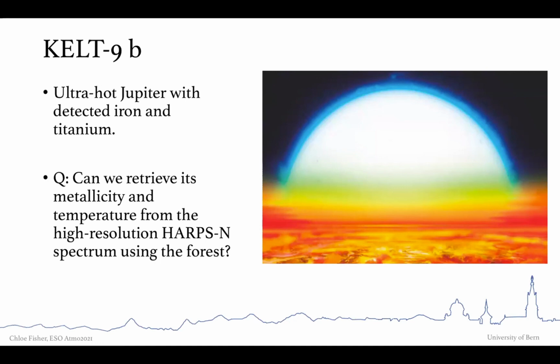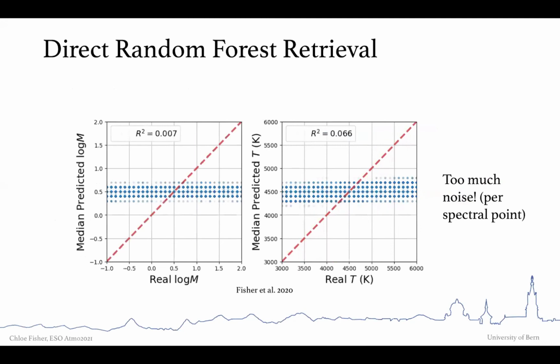So we went through all the steps. We created these really high resolution models. We trained the forest on them in lots of different ways, taking different sections of them, taking certain lines, et cetera. And in the end, this is what we got. So basically not a very good result. It turned out that using the forest directly on the spectra doesn't work because the forest can't determine what's going on across the whole thing. It has to look at the individual points. And because you have so much noise per spectral point, it couldn't really find the spectrum in there.